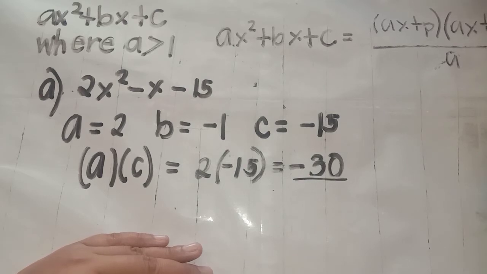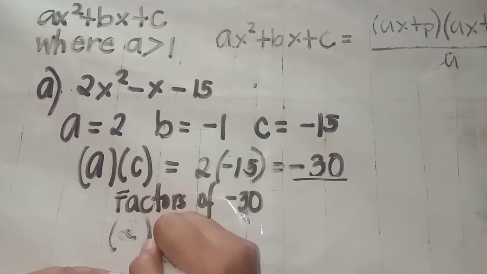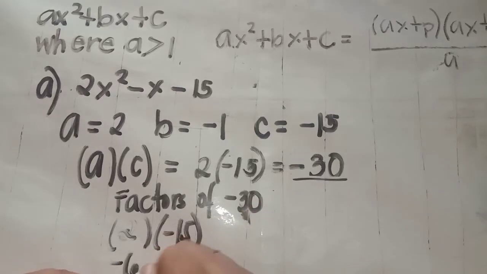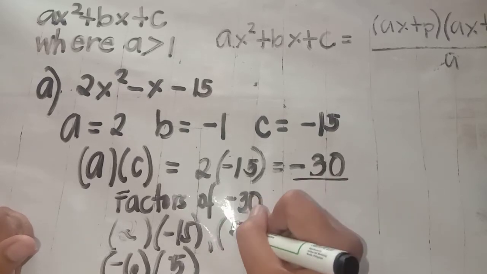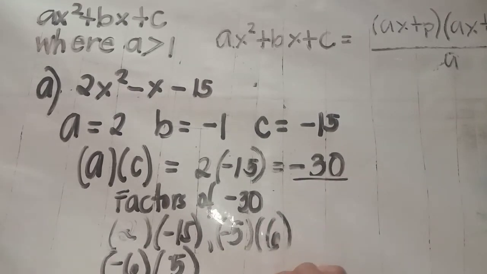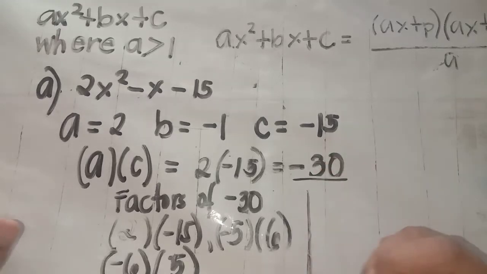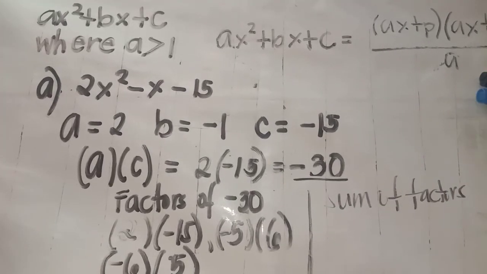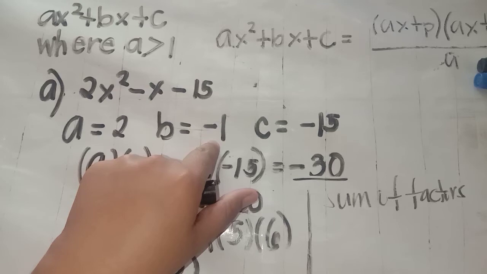So what are the factors of negative 30? We have 2 times negative 15, negative 6 times 5, and negative 5 times 6. These are the factors we can use. You can also try other factors if you think of any. Next is the sum. The sum of the factors should be equal to b, which is negative 1.